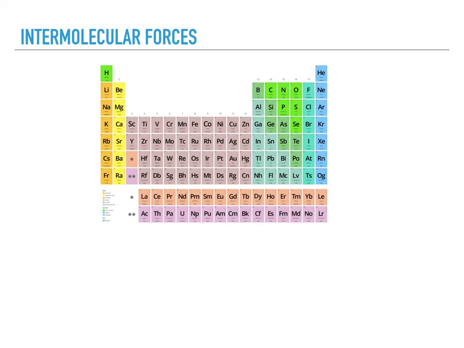Now we will discuss the intermolecular forces that are involved in diatomic molecules. You may have noticed that as you go down the periodic table, the states of matter change. Chlorine is a gas, bromine is a liquid, and iodine is a solid. This is due to the number of electrons.